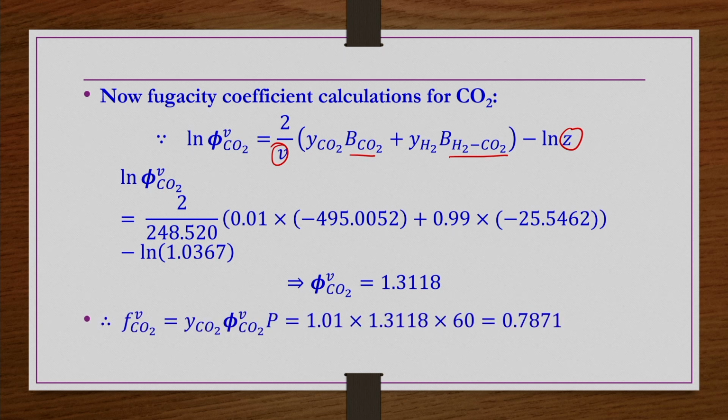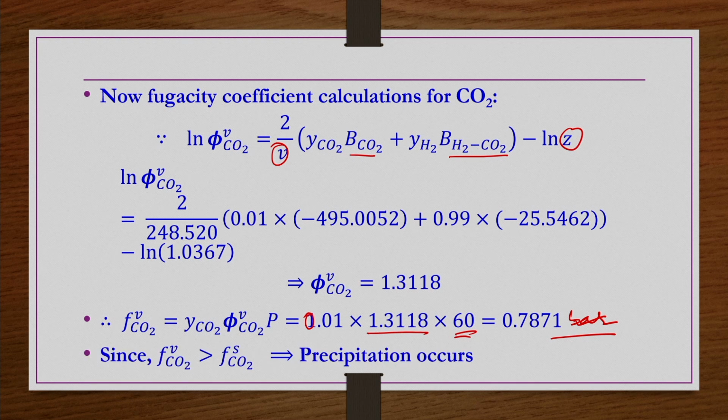So, from here FCO2 V is nothing but YCO2 phi CO2 V P, that we got. So, then YCO2 is nothing but 0.01, right, and then phi CO2 V is 1.3118 and then P is 60 bar. So, then you get FCO2 V as nothing but 0.7871 bar, and it is very much higher compared to the FCO2 S. So, the precipitation will occur.